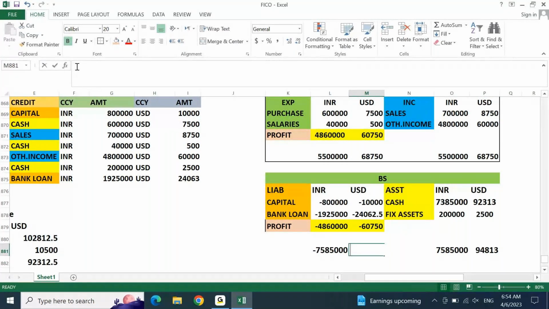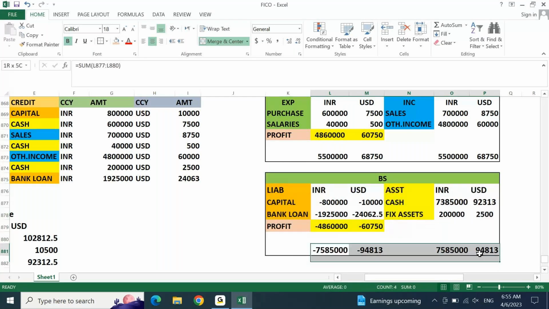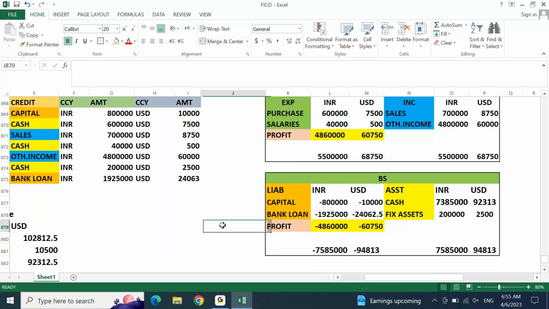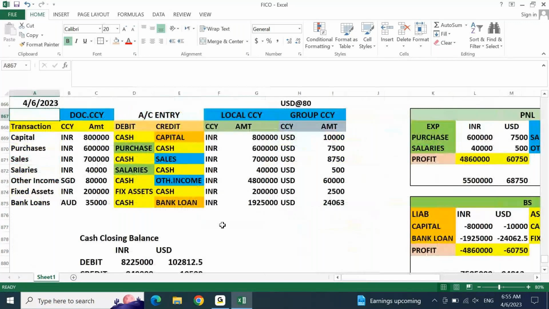Are these two matching? Yes, sir, matching. Balance sheet matched. Balance sheet debit is matching, credit is matched. Your P&L profit and loss you are also able to get, which means the accounting that you have done here, is this correct or no?